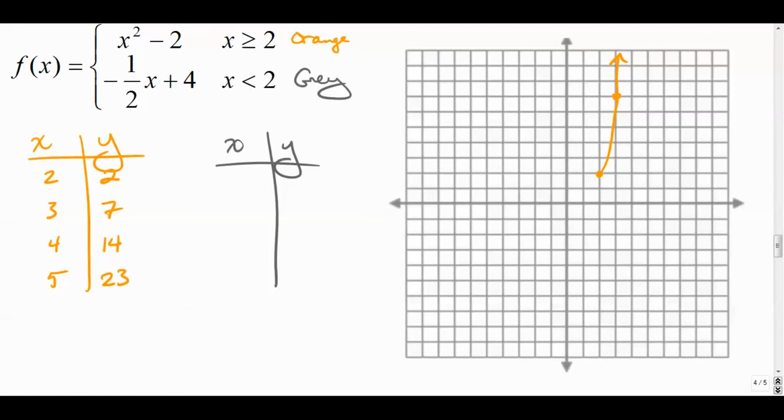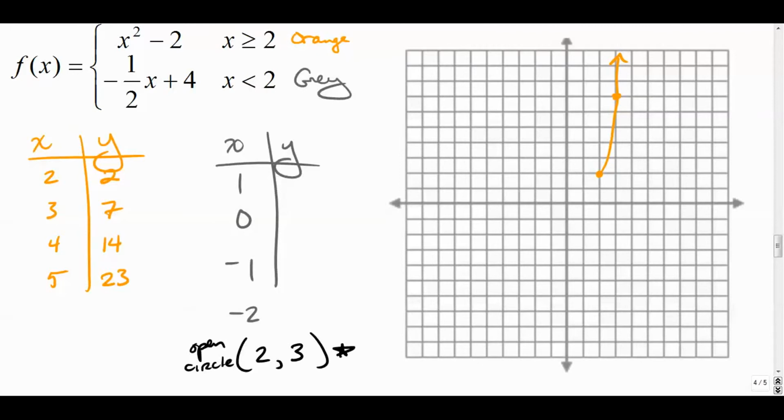Alright, so the gray function, the bottom section, is defined when x is less than 2. So that would include 1, 0, negative 1, negative 2. I'm also going to want to define it at 2 just to see where I'm going to put my open circle. So my open circle is at 2. And if I plug 2 into this function, let's see, I get 2 times negative 1/2. So half of 2 is 1, and it's negative 1. So negative 1 plus 4 is positive 3. So that would be the open circle.